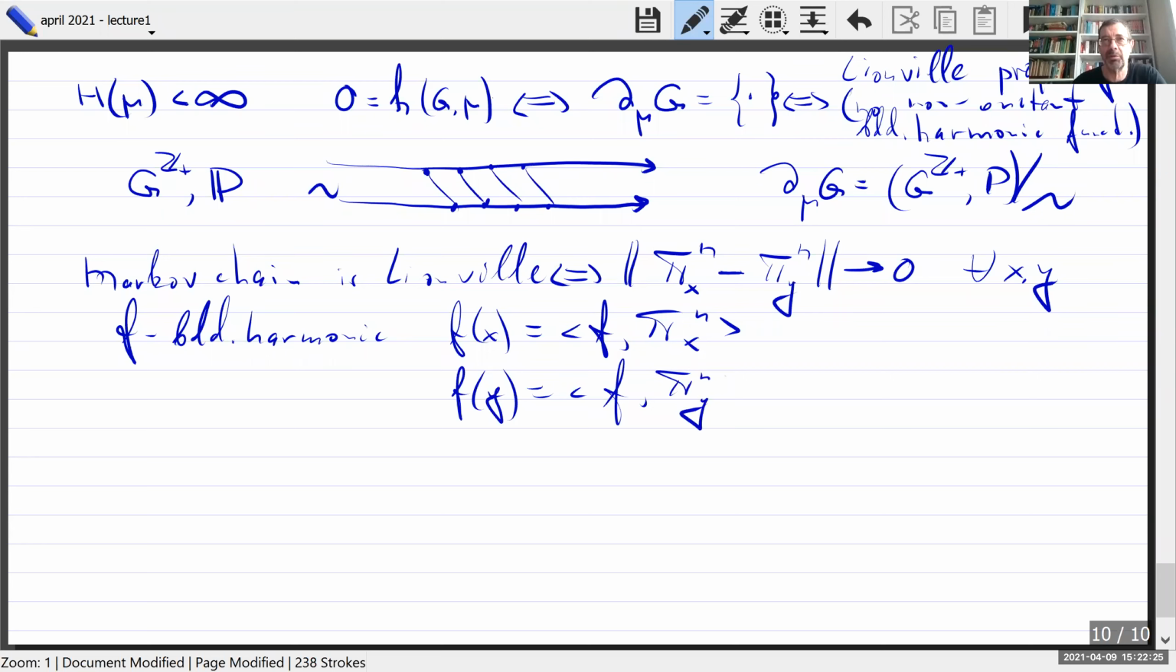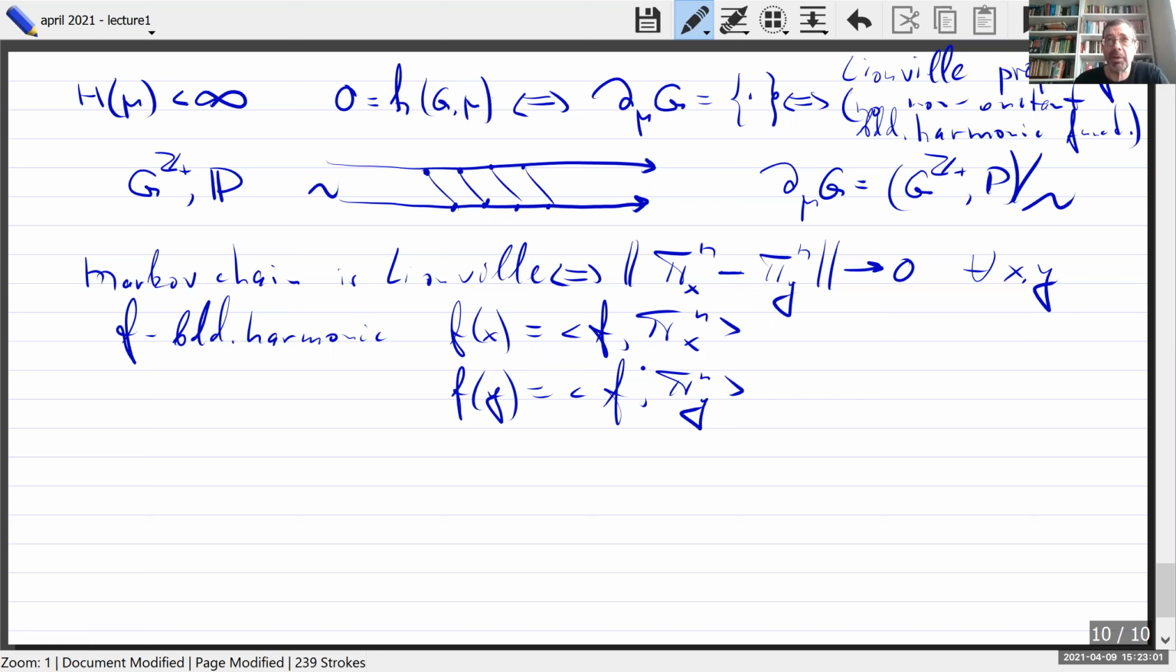But since these two measures almost coincide, they're almost the same in the total variation distance, then since our function is bounded, which is where it also comes in useful, in the limit we obtain that these values are the same. So that's how one proves that this asymptotic invariance implies the Liouville property. And in the opposite direction, it's actually also not very difficult if one does it the right way.